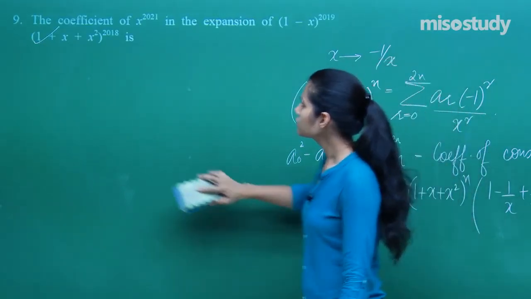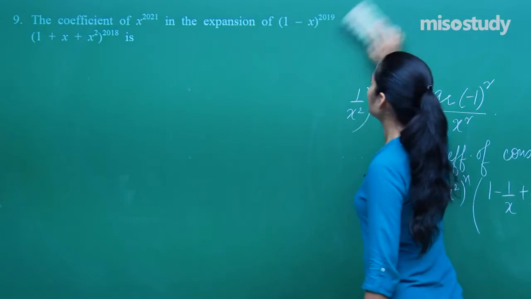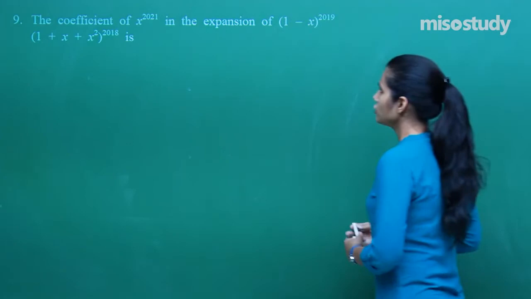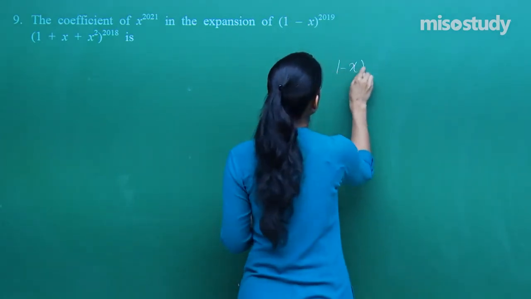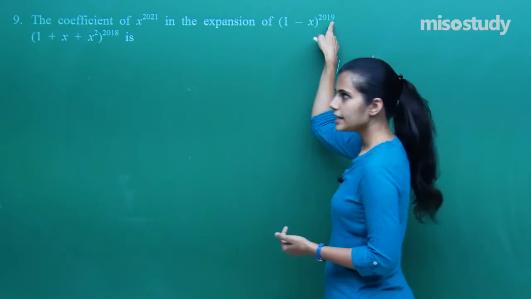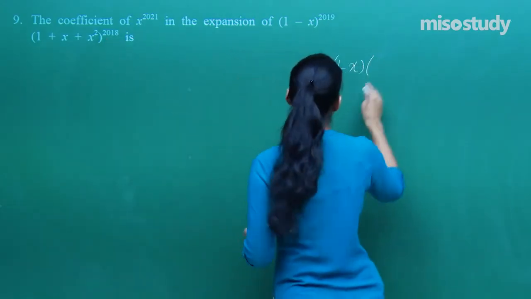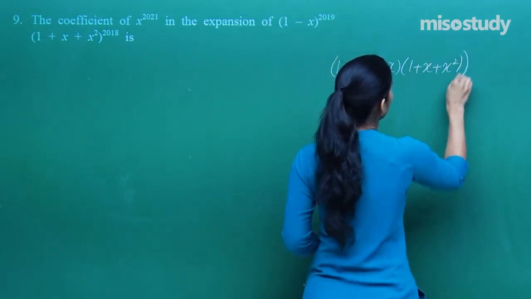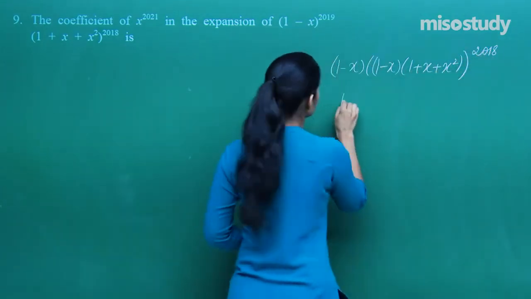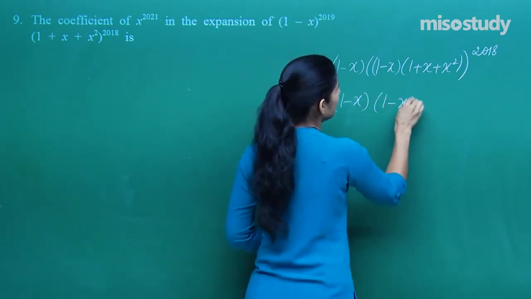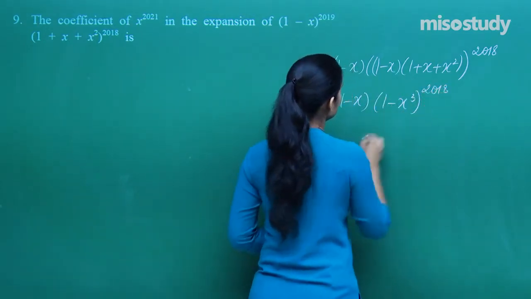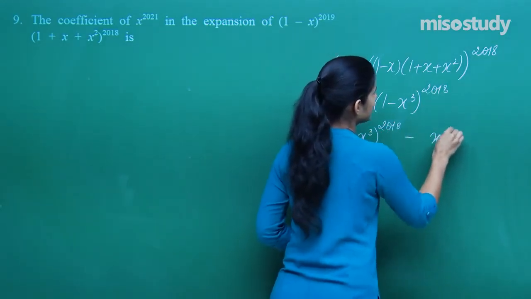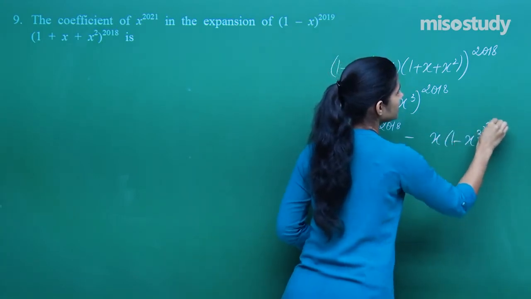The coefficient of x^2021 in the expansion, this is what? Let's see. So here I can write this as (1 - x) into (1 - x)^2018 into (1 + x^2)^2018. So this is (1 - x) into (1 - x^3)^2018, which is (1 - x^3)^2018 minus x into (1 - x^3)^2018.